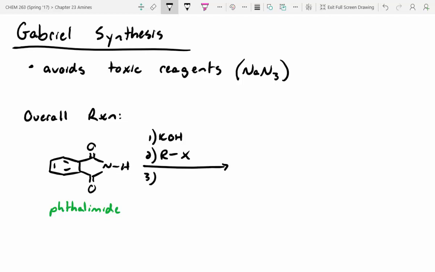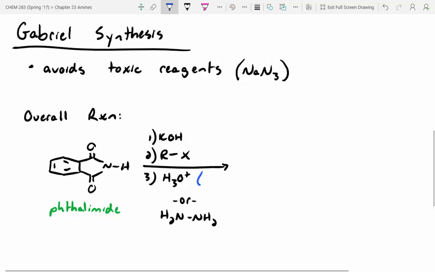And then, depending on the textbook that you see, you'll either do a hydrolysis using acid, or you'll treat it with hydrazine. And the reason you'll see both is this one is very slow right here, and the hydrazine is very fast. Typically, more modern labs will use the hydrazine. However, hydrazine itself is toxic and very flammable, so it really depends.